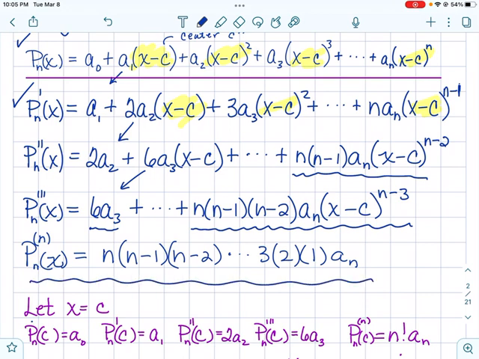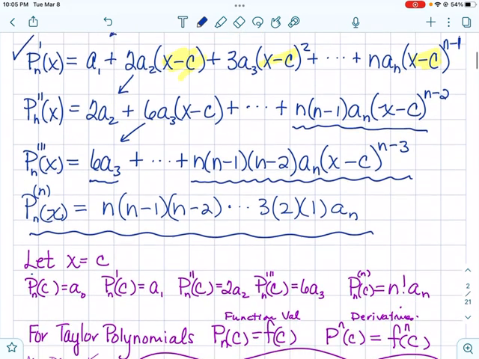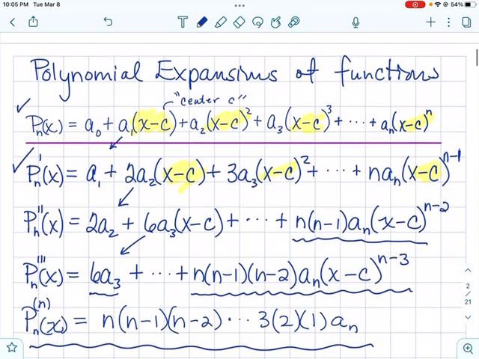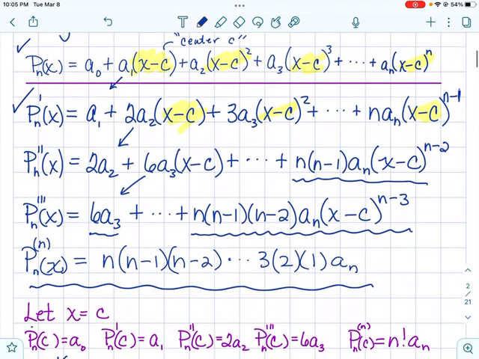Where it would finally just take the derivative of just the last term, and you would have all the factorials, n factorial times a sub n. So now, if we let x equal c in all of these, you can see that p of c would be equal to a sub 0, right? All the other terms would drop out except for the constants. P prime of c, a sub 1, you can look above. P double prime of c is 2a sub 2. P triple prime of c is 6a sub 3, and so on.